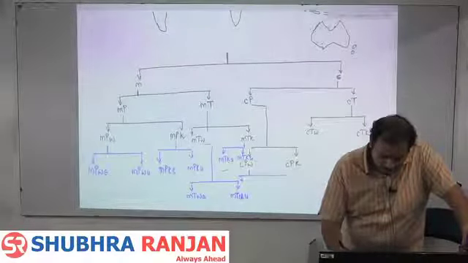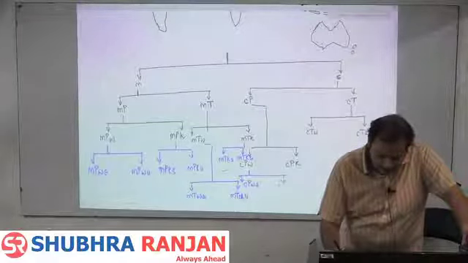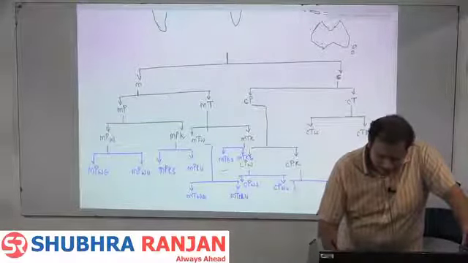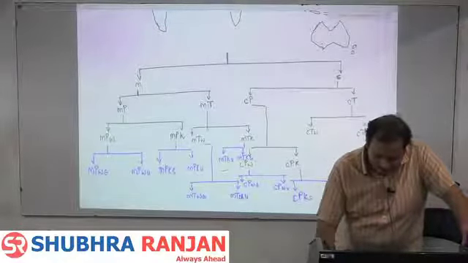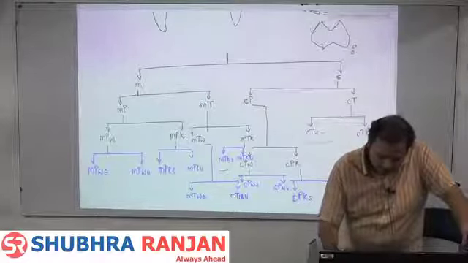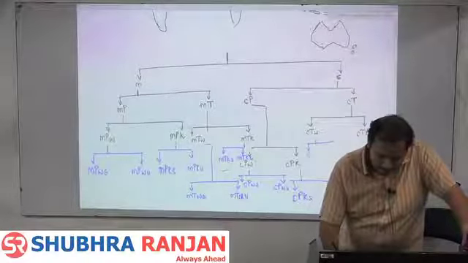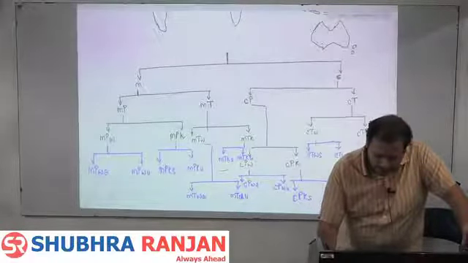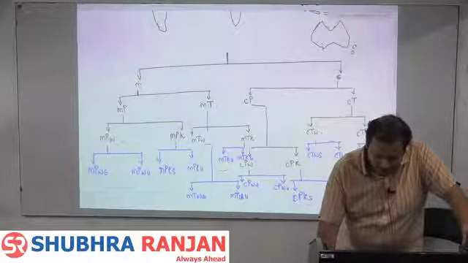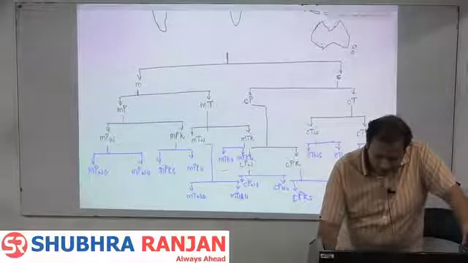Continental polar warm stable, continental polar warm unstable. Continental polar cold stable, continental polar cold unstable. Continental tropical warm stable, continental tropical warm unstable. Continental tropical cold stable, continental tropical cold unstable.